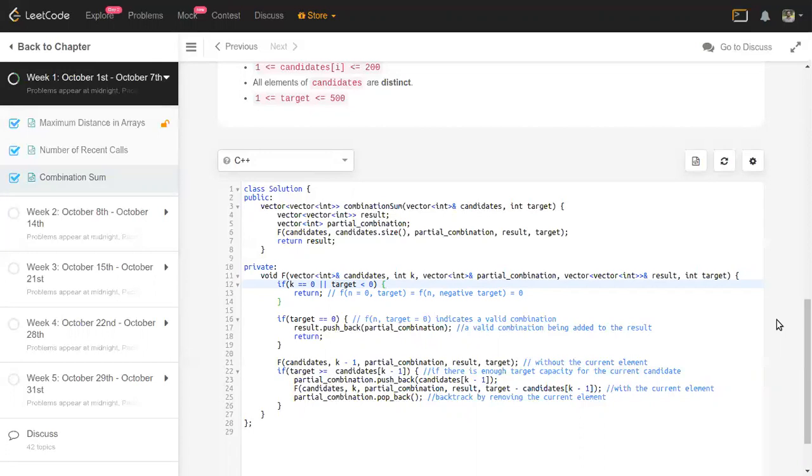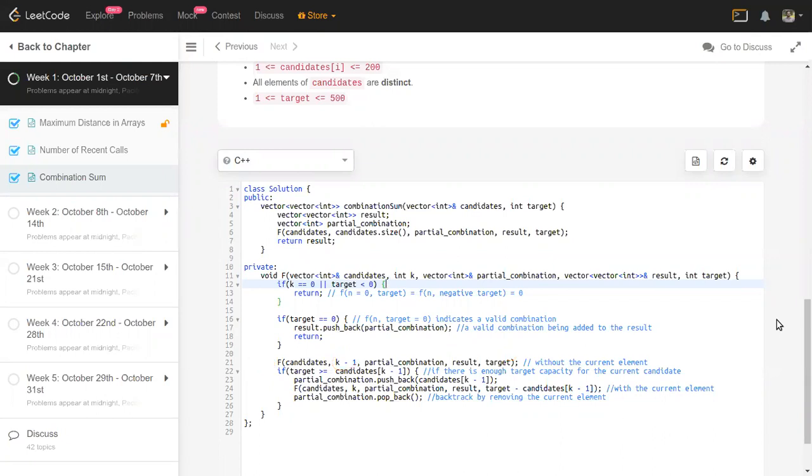Otherwise, here is the recursive part. The first one is the recursion where I'm going to exclude the current element, or the last element. This one can always go because the target or the capacity is not going to change, and nothing is changing except this one, because we are only excluding that last element, right? That's why it is k minus 1.